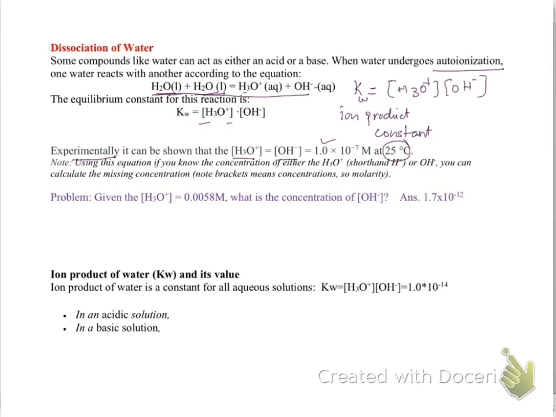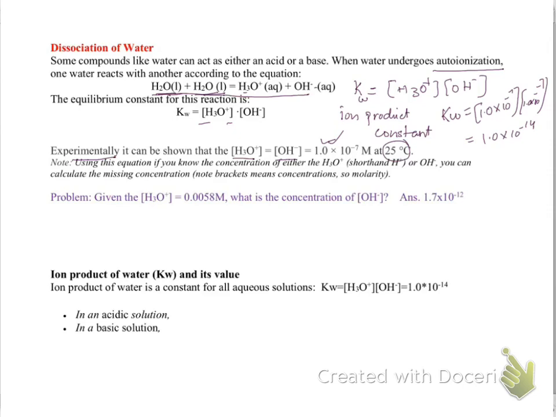So if I take this value and find out the value of Kw in pure water, 1.0 times 10 to the negative 7th times 1.0 times 10 to the negative 7th, it will give me 1.0 times 10 to the negative 14th. That means Kw equals 1.0 times 10 to the negative 14th. That's the value of Kw for all aqueous solutions at 25 degrees Celsius. But this is for the pure water.